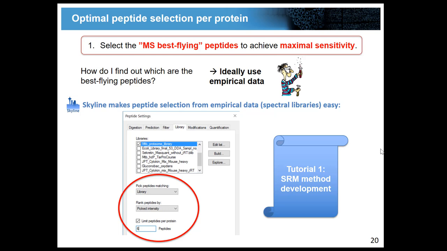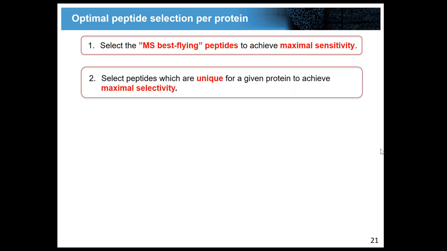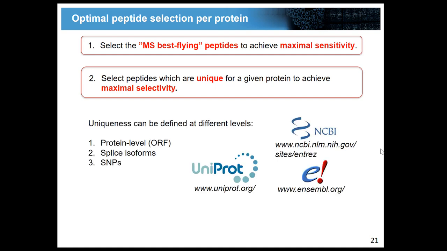Okay? I said in the beginning that there are 2 criteria for how people select peptides, and that was also already raised here in the audience. People not only look for the most intense peptides, but they also look for unique peptides in order to be really selective for one protein and not for others. So ideally, you would like to use a peptide that is only present in one protein and not shared, right?